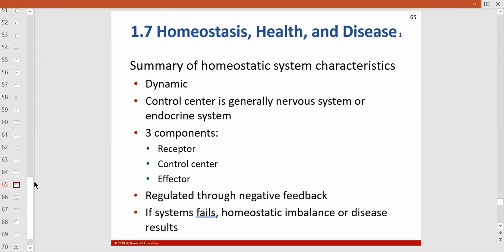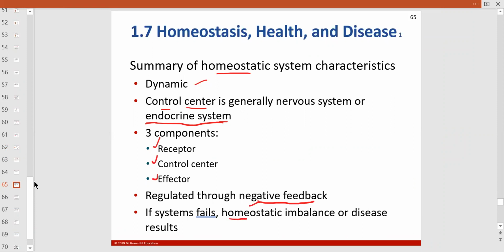So these are homeostatic characteristics, and dynamic, of course, because you have to be able to change and respond. Remember, a lot of nervous system stuff. The control center again is mostly the nervous system. The endocrine is really more output, but every once in a while, like the pancreas, it has its own. Pituitary gland, not so much. So here they are: the receptor, the control center, and the effector. Mostly regulated through negative feedback, to keep it in that homeostatic range.